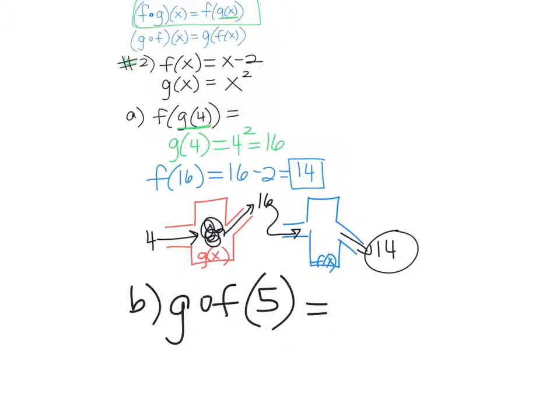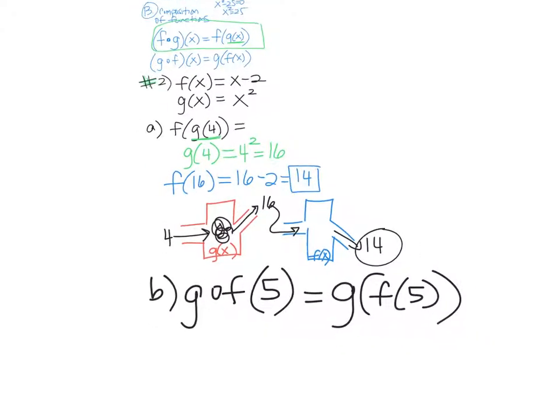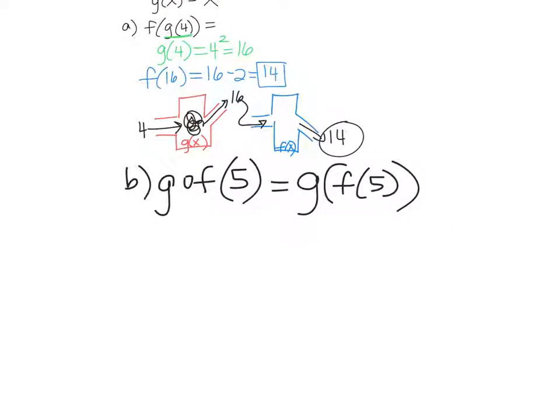Don't do it. Listen to this. All right, g of f of 5. People like it written like this better. Okay? g of f of 5. Do you see how I didn't change the order at all? g of f of 5, g of f of 5. But people like it written like that better. All right, let's do it.